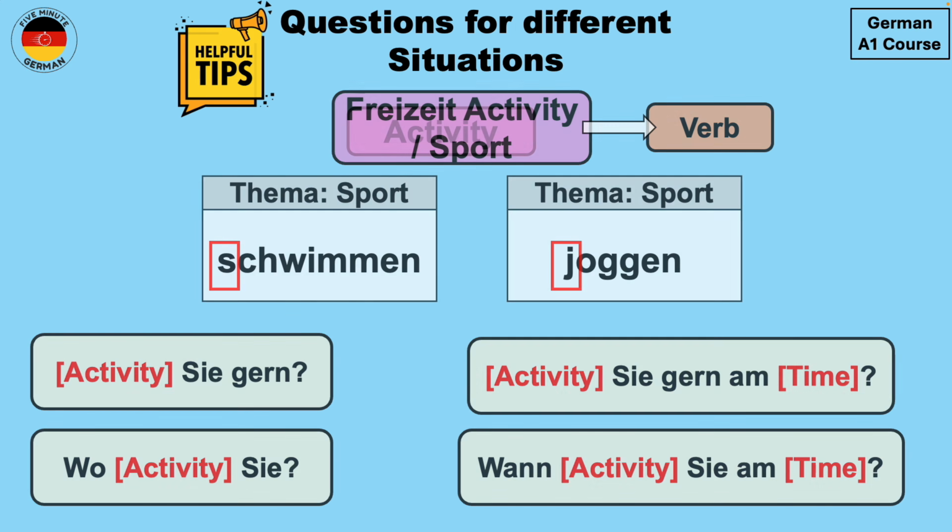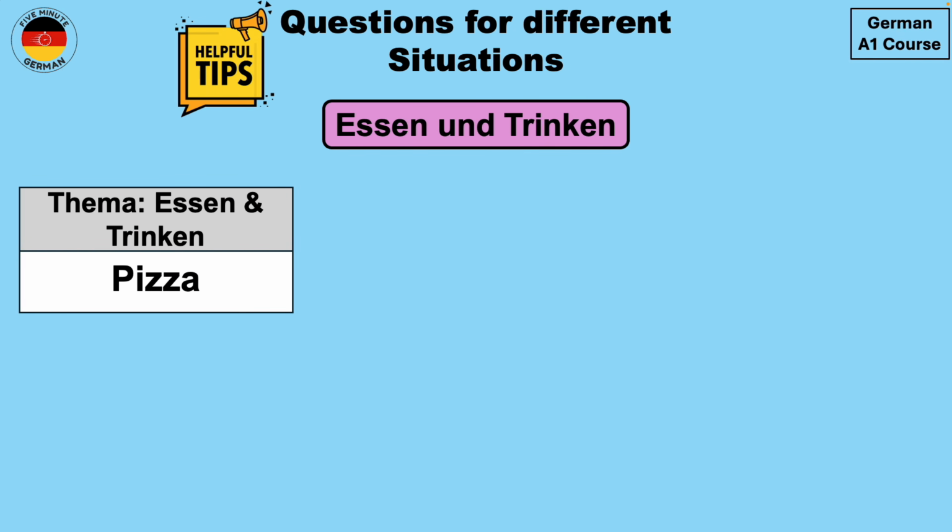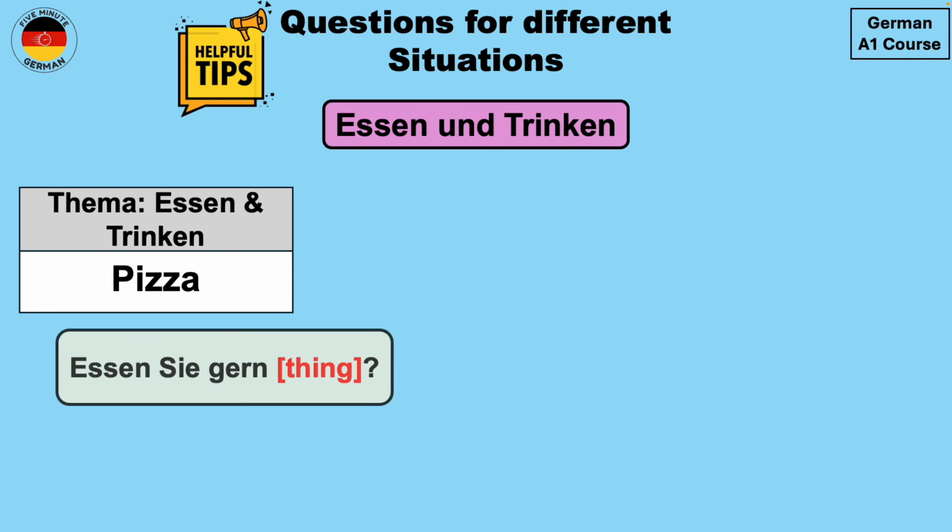Now if the topic is related to Essen und Trinken, which means eating and drinking, and you get the card with something which you can eat written on it, for example pizza, then you can use the question essen Sie gern, and then add the thing which is written on the card. So in this case, pizza. So I will say, essen Sie gern Pizza? Do you happily eat pizza?